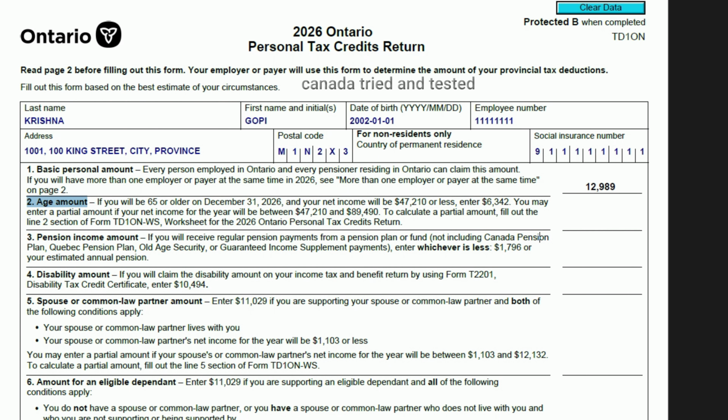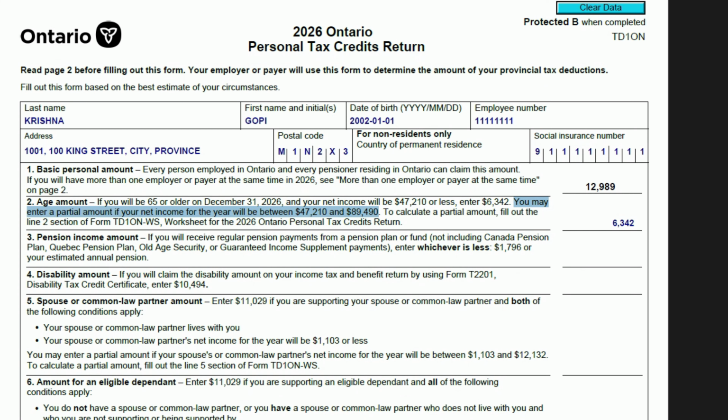Line 2 is age amount. In case you are not 65 years or older as on December 31st, 2026, you will make an entry of 0. If you meet this qualifying age of 65 years or older as on 31st December 2026, and your net income will be 47,210 or less, you will enter 6,342 like this. You may also enter a partial amount if your net income for the year, that is 2026, is going to be between 47,210 and 89,490.